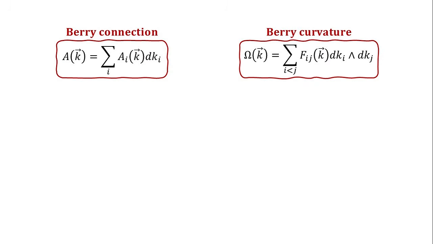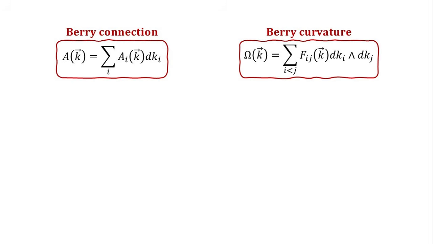Chapter 6. Differential forms and multibands. In this final chapter, we will briefly discuss the formulation of the Berry connection and Berry curvature using the language of differential geometry, a powerful framework that unifies and extends these concepts.